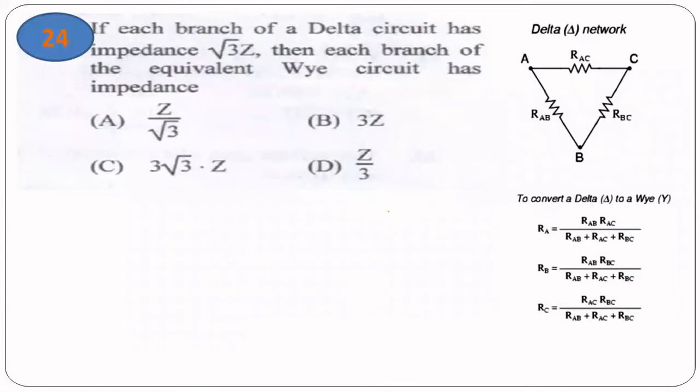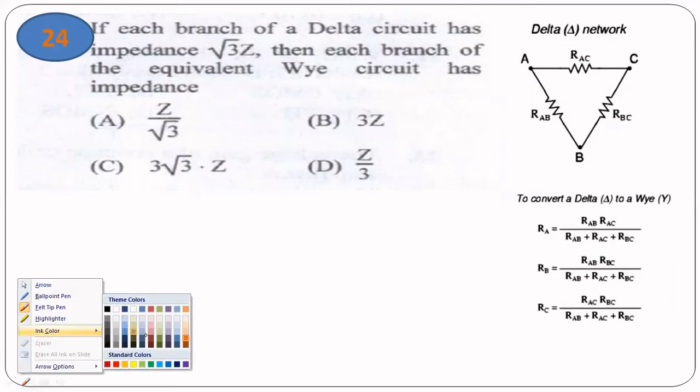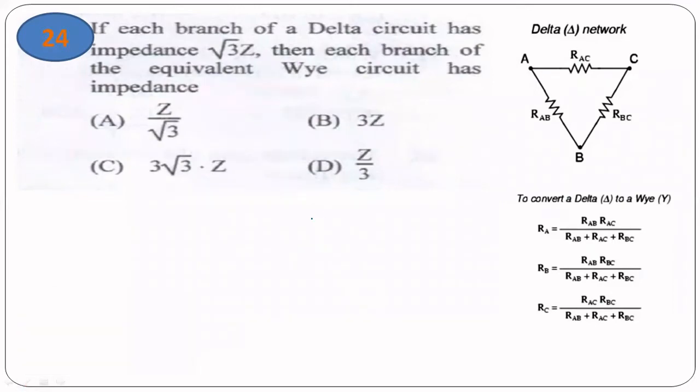Now, the next question is a very easy question. It is about a delta circuit where each branch has an impedance of √3Z, and we need to find the impedance of each branch of the equivalent Y circuit. Basically, this is a very simple example related to delta to star conversion. That is, there is a branch of impedance given like this.